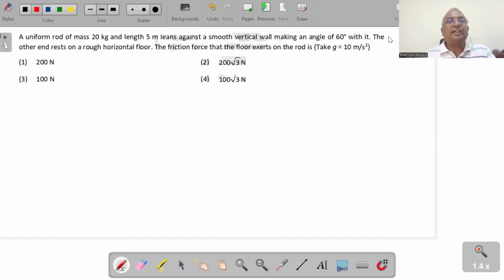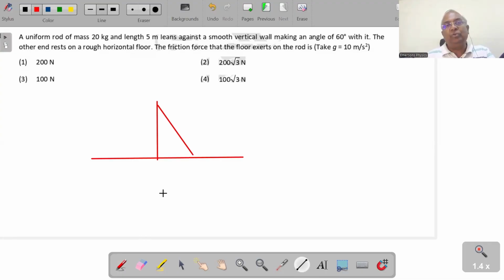A uniform rod of mass 20 kg and length 5 meter leans against a smooth vertical wall making an angle 60 degree with it. Okay, there is a vertical wall against which a uniform rod is kept, and it is inclined at an angle, clearly given as 60 degree.